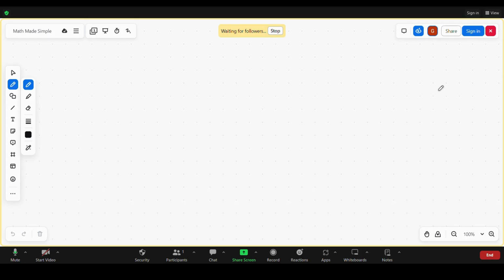So to get started, I'll just start with definitions. A complementary angle is two angles that add up to 90 degrees. So for example, if we take a right angle here, that's 90 degrees.